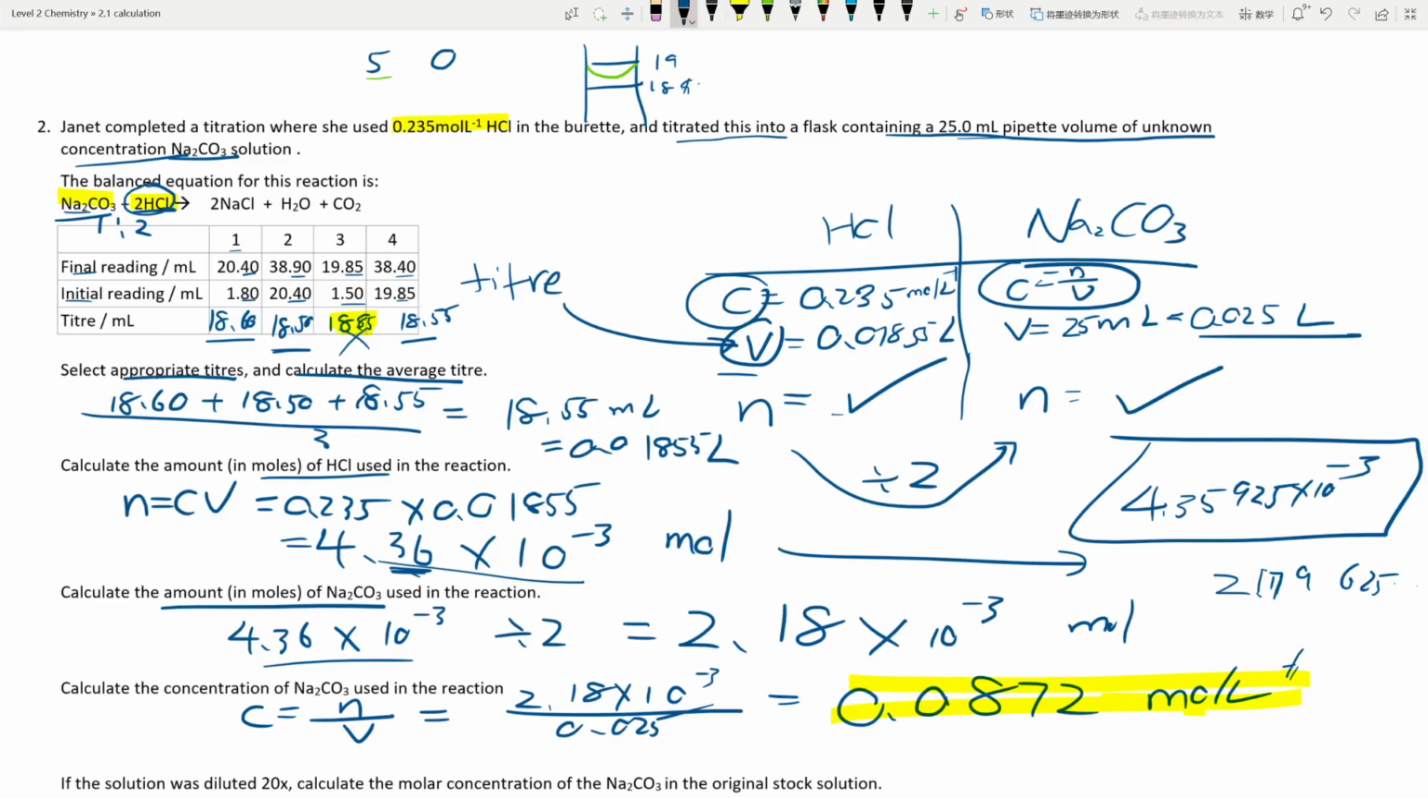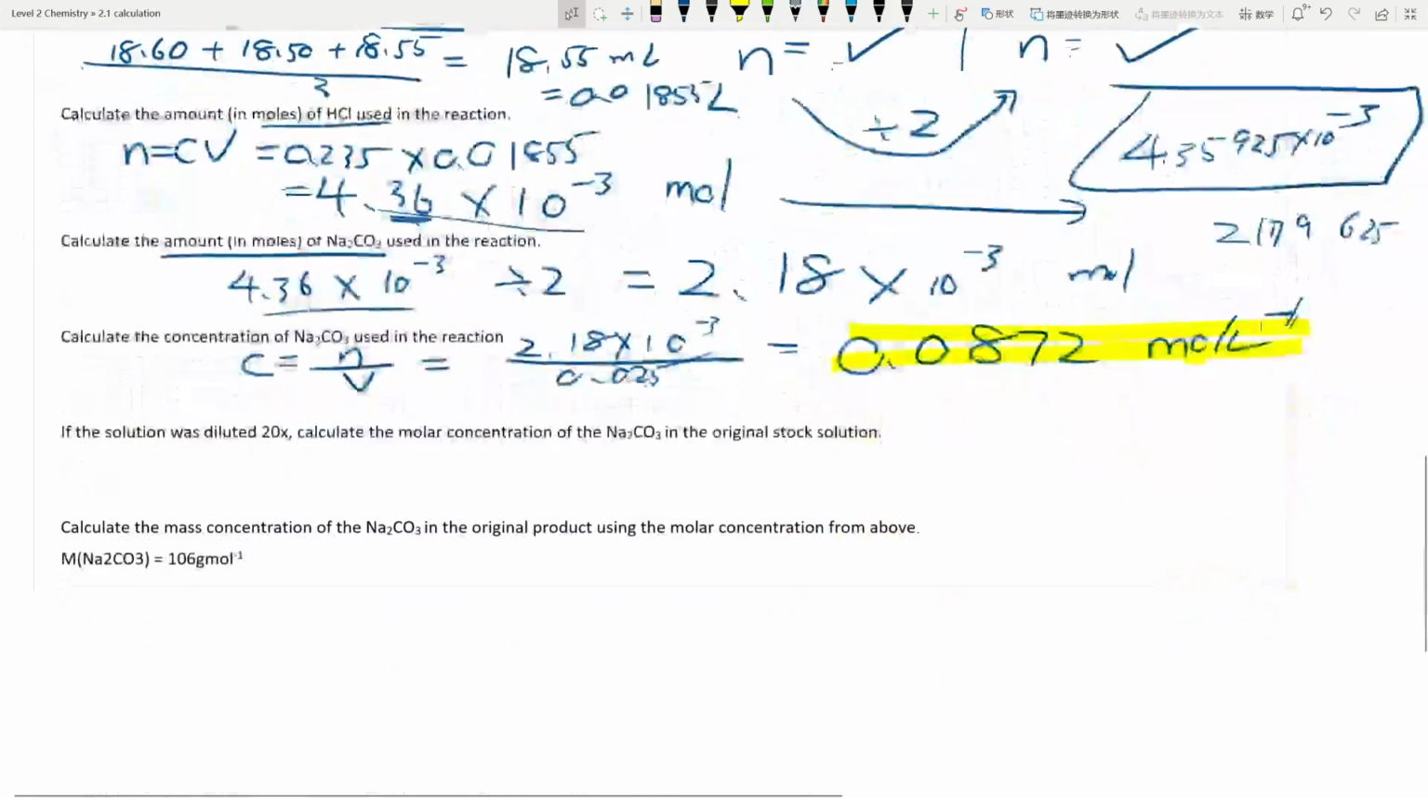All right, so with these type of calculations, if you're really struggling with it, try to do the table, because you're only needing to use one formula, which is n equals CV for this type of calculation, and it's really not that difficult. Okay, so that's that part. Now let's scroll down a little bit for the final section.